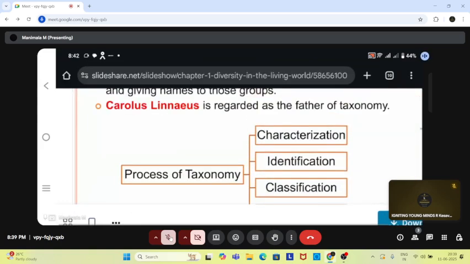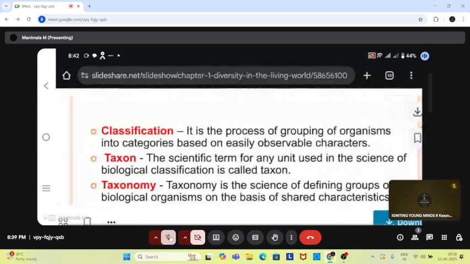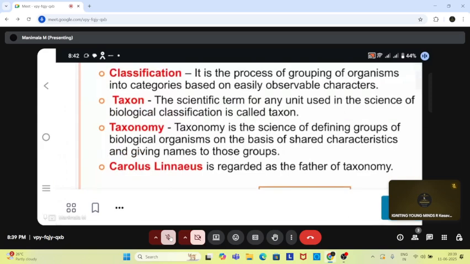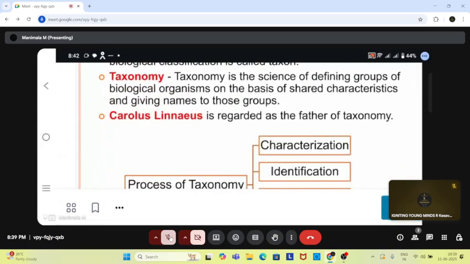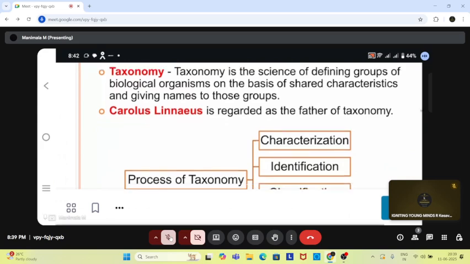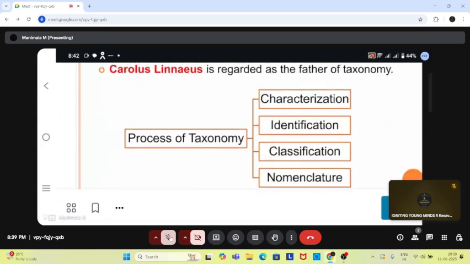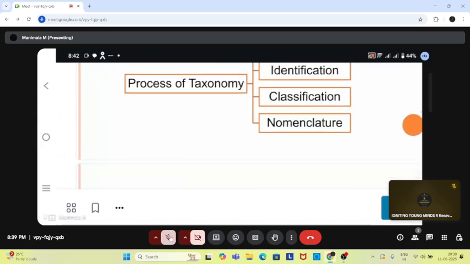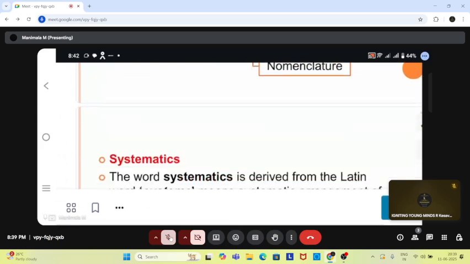So this is about taxonomy: classification, grouping of organisms. When we group particular organisms, that is called a taxon; grouping them based on particular characteristics is called taxonomy. The father of taxonomy is Carolus Linnaeus. The basic characteristics of taxonomy are characterization, identification, classification, then nomenclature. Is it clear?